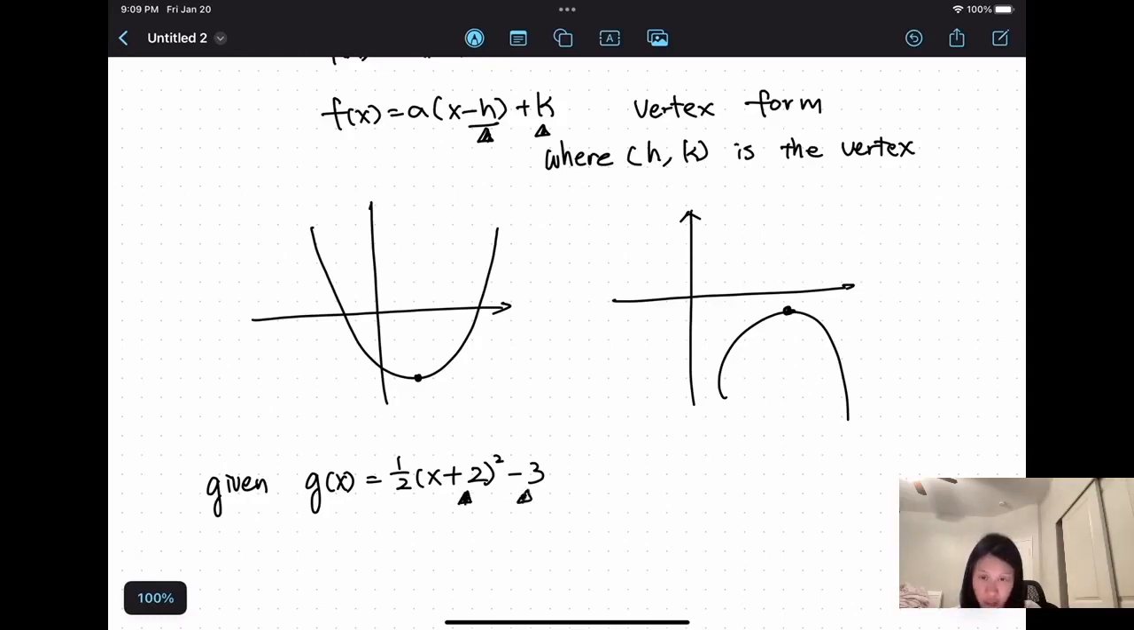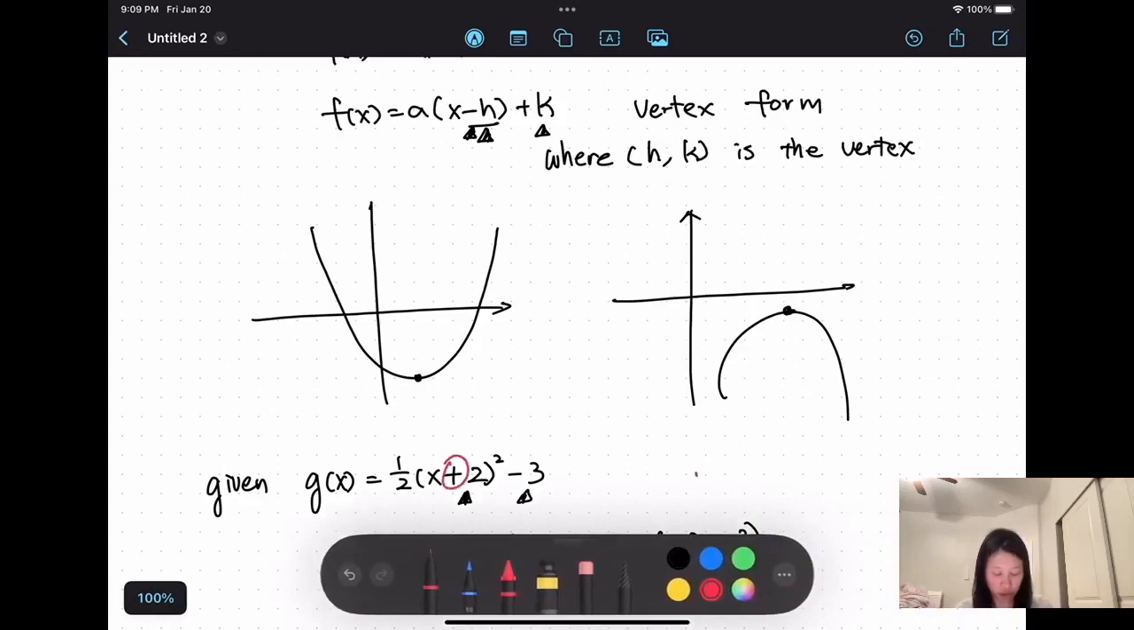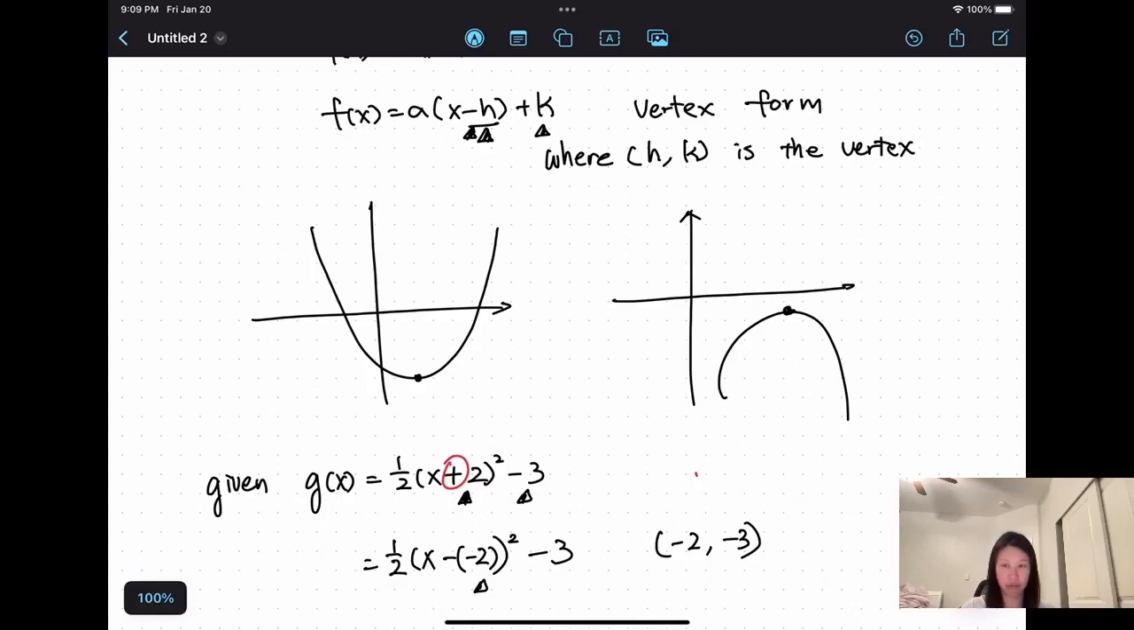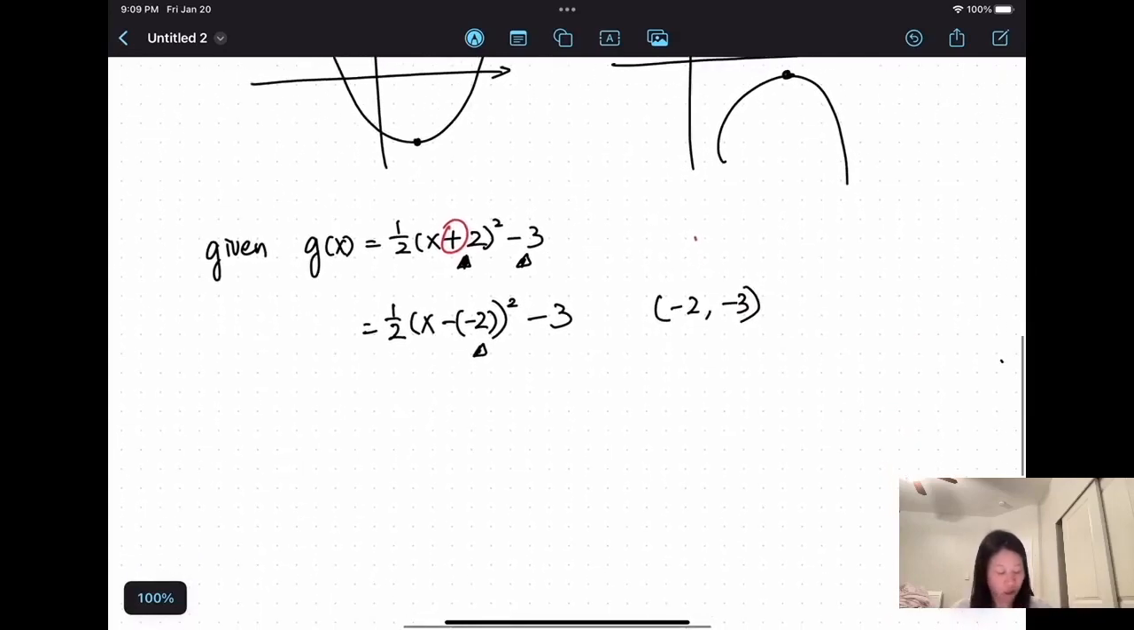So that means our h equals what? How can I write it in the negative form? It should be x minus negative 2, squared, minus 3. So our h equals negative 2 and our k equals negative 3. It takes a little bit of a trick that you need to twist around, because we know that a positive number, which is here, equals a minus a negative. We can write it in this way.